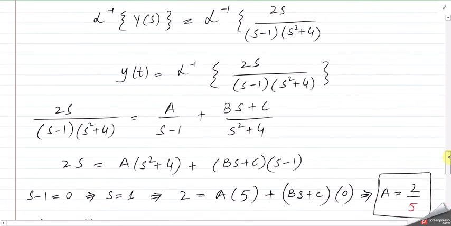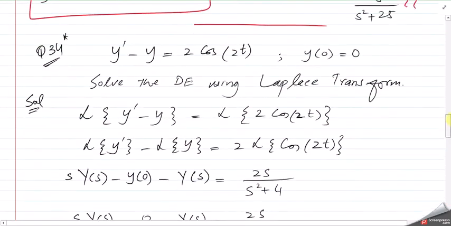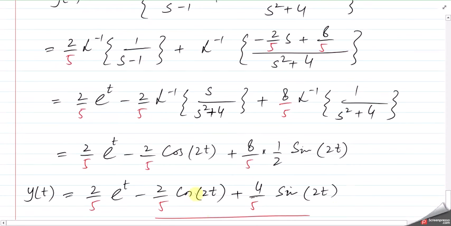I hope you can solve the same equation without Laplace. Go ahead, do it, and compare if you get the same answer.